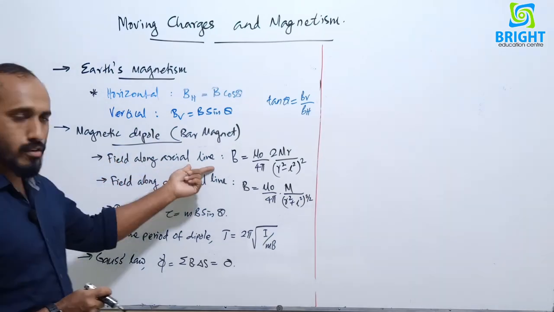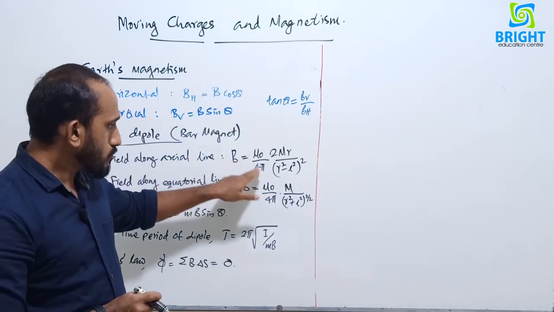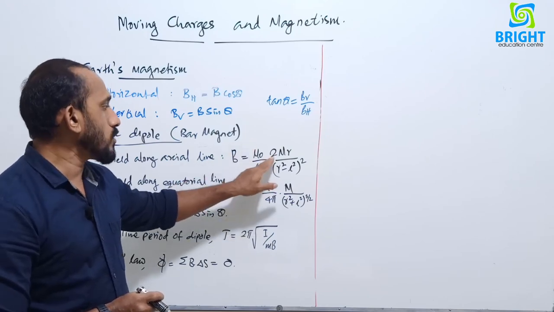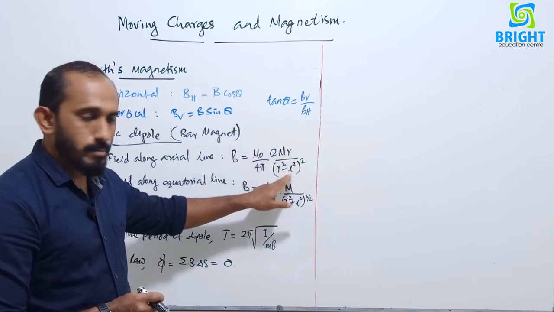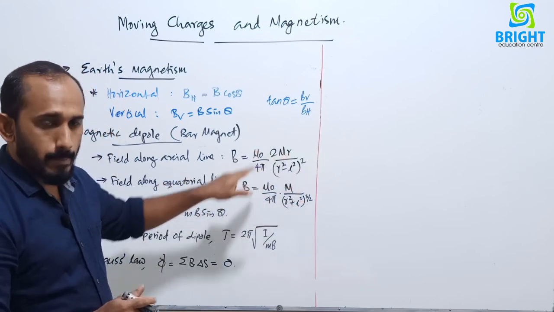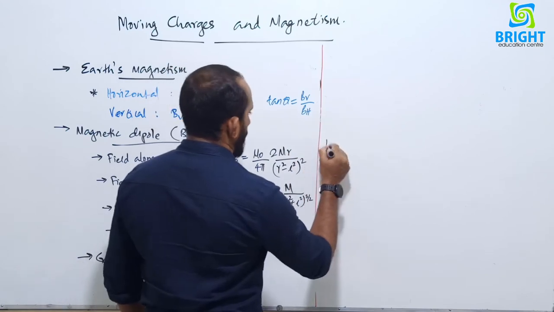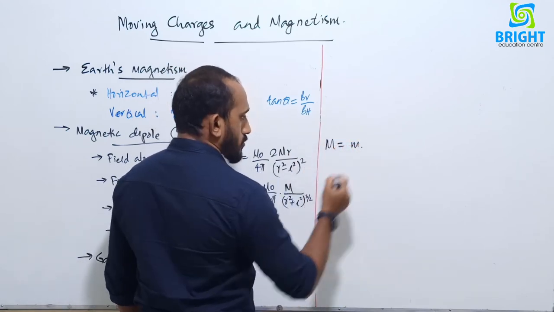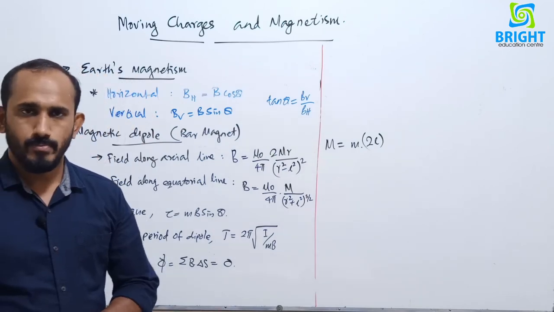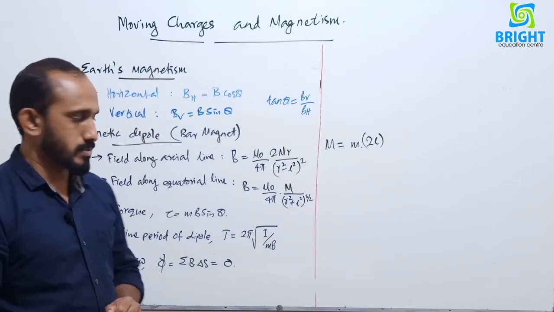Field along the axial line of a bar magnet, B is equal to mu 0 by 4 pi. Mu 0 is the permeability of free space. 2 mr by (r squared minus l squared) whole power 2. Here m is the magnetic dipole moment, given by magnetic pole strength into length of the bar magnet, m into 2l. That is the magnetic dipole moment of a bar magnet.